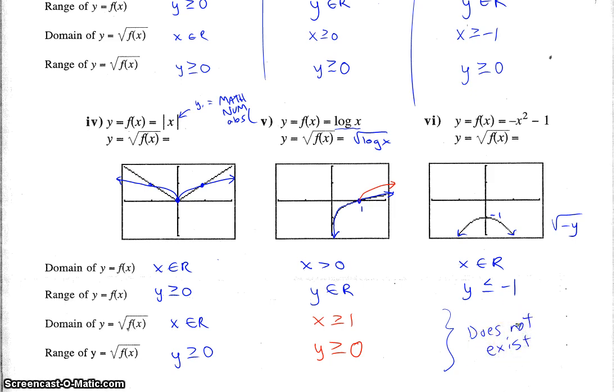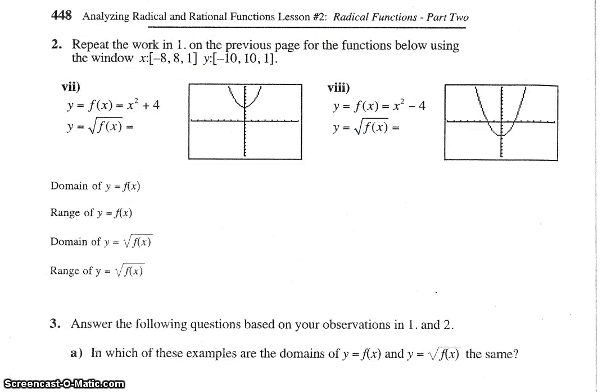Okay, so there we go. Domain and range does not exist. Okay, let's take a look at the next page. Two more examples. We're changing our x and y windows on our calculator to better see the type of graph we have. Our original function right now is x squared plus 4, and we are going to graph the square root of that, and we can again leave y1 under the square root sign for y2.